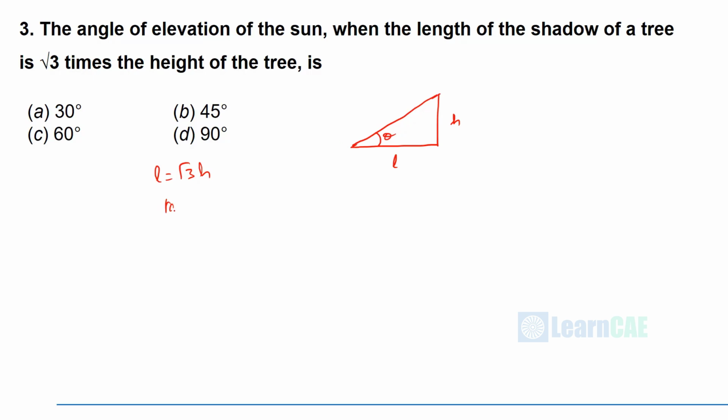We know tan theta is equal to h by L. We can substitute the values here. L is equal to root 3 h. H by root 3 h. This is equal to 1 by root 3. From trigonometry tables we know tan 30 degree is equal to 1 by root 3. That implies theta is equal to 30 degree. The answer is A.